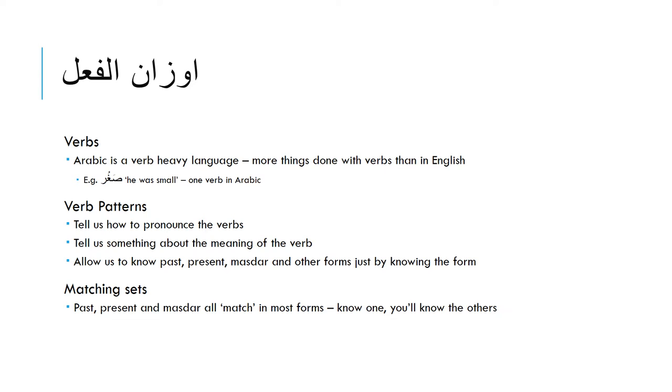So in Arabic, we might say, صغر, he was small, all right? That could be used in a state of sense. In English, we have to say he was and then an adjective, right? In Arabic, it's all one verb.